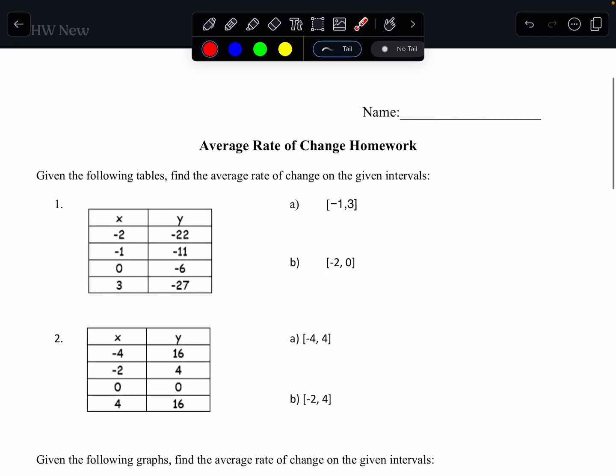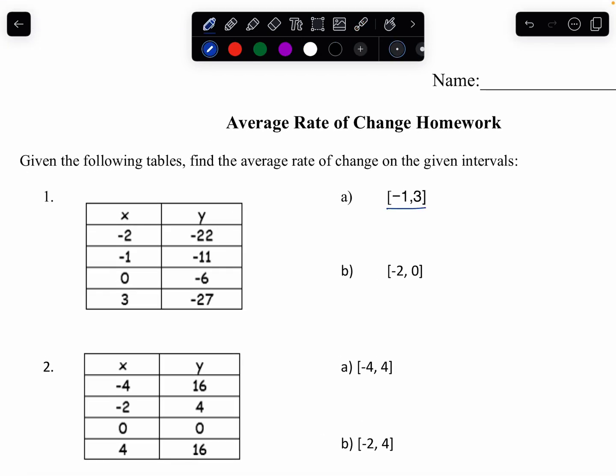For one, these are not coordinates. These are intervals, meaning these are x values. So from -1 to 3 is what that means. We're saying the average rate of change from -1 to 3, so using these values right here is what we're going to use for the average rate of change.